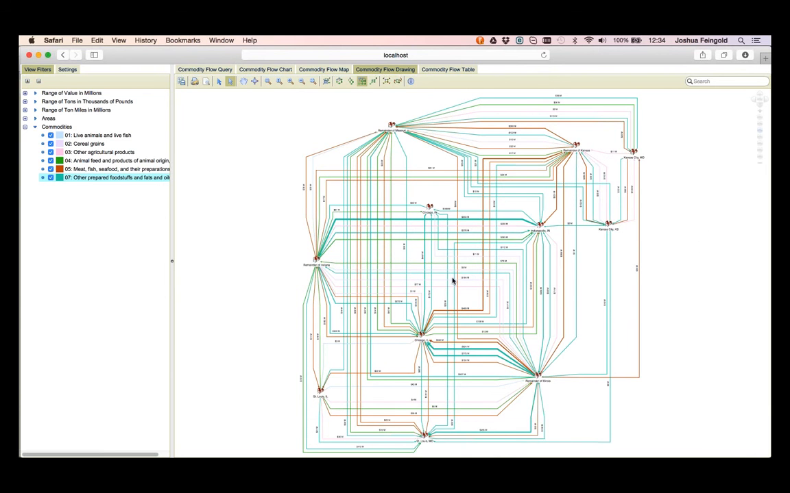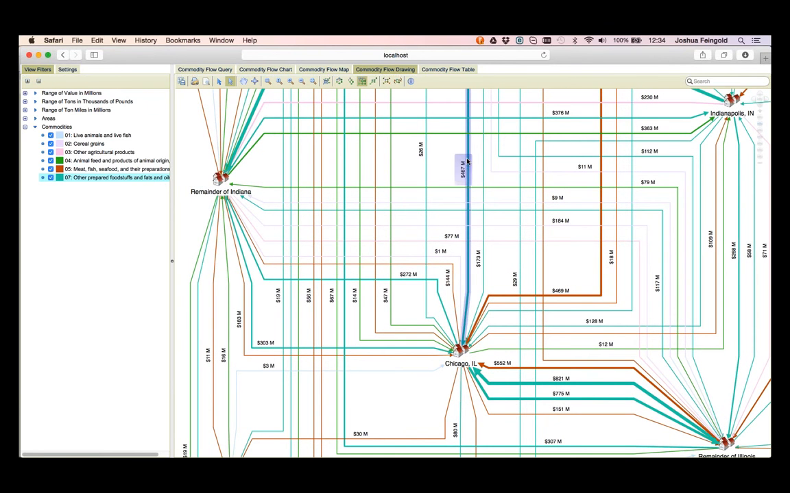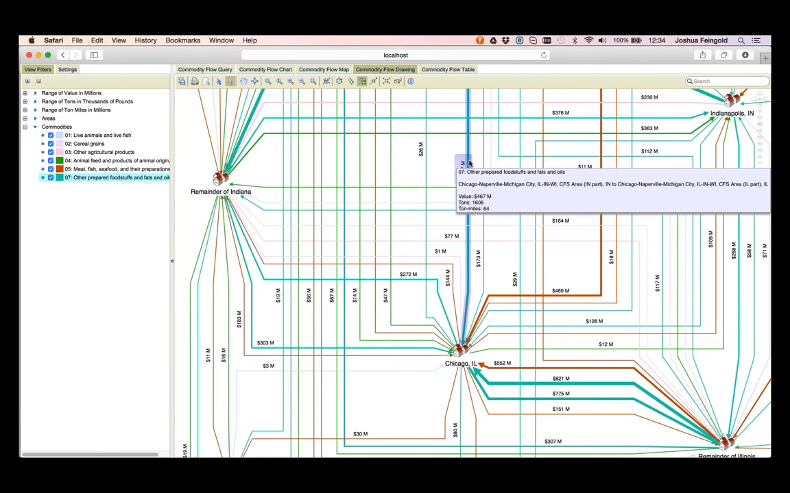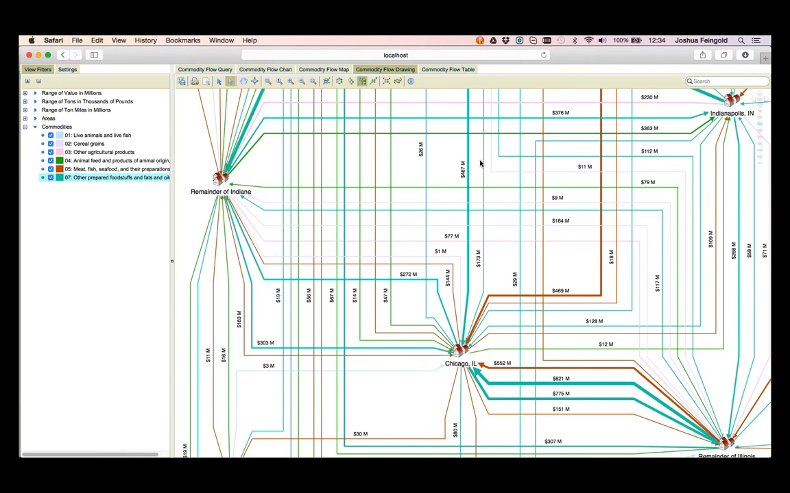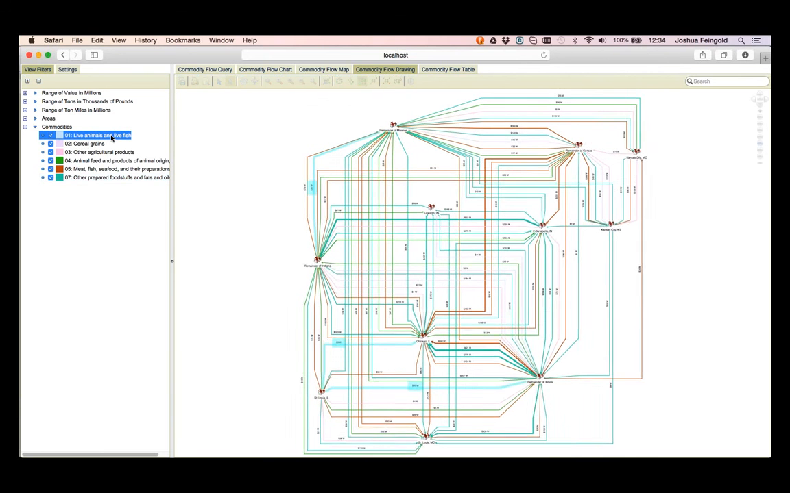You can also see it as a type of orthogonal schematic. Right? And you can see that this is a pretty complicated diagram to draw, a pretty complicated diagram to read if you're going to view it statically, but fortunately we don't have to read it statically, we can read it interactively. I can mouse over this edge and see, this is the other prepared foodstuffs from Chicago to another area of Chicago. We can see that it's $467 million in trade. Here's 469 million. This is meat, fish, and seafood. Here's 552 or 775, and each one is color coded.